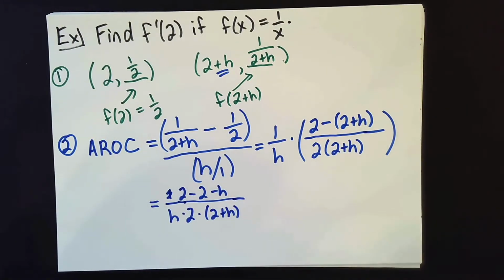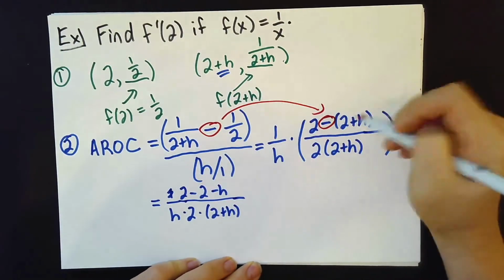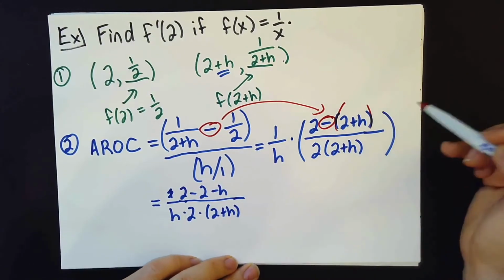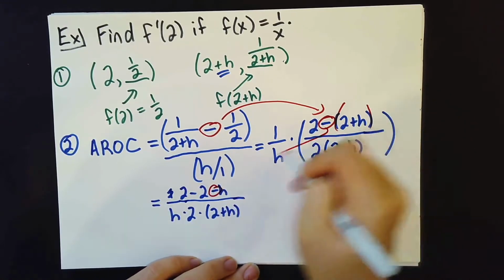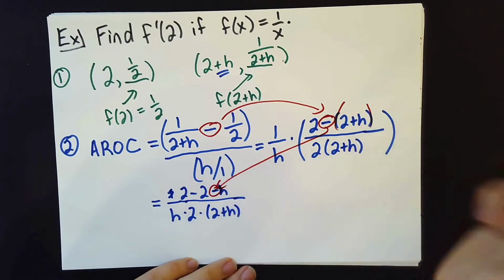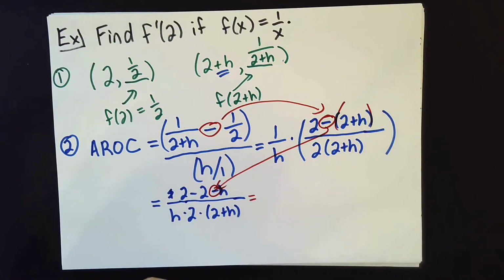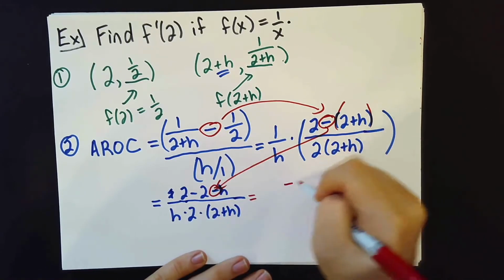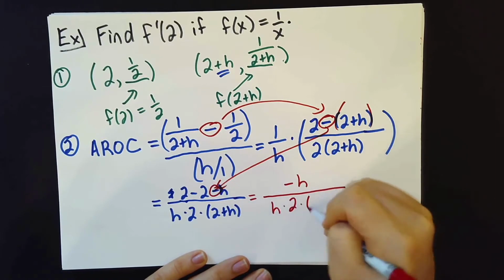As I often remind you, from here to here, make sure you remember your parentheses around the 2 plus h. I have to subtract all of the 2 plus h. And then from here to here, make sure you remember to distribute this minus sign also to this h. That is a very easy piece to get lost in all of this. But once I've done that, the 2 and the 2 cancel, and so I will get minus h divided by h times 2 plus h.